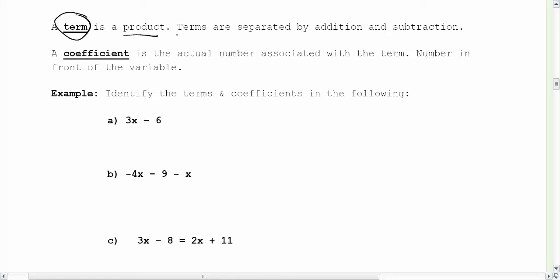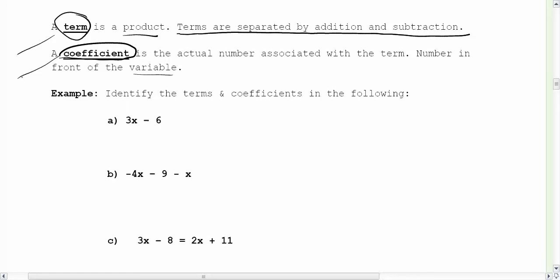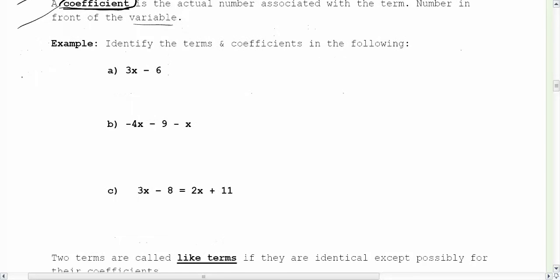You work with terms, so you have to be able to identify terms. A term is a product. So how do you identify a term? Well, they'll be separated by addition and subtraction, because if they're a product, to distinguish a term from another term, there'd have to be an addition or subtraction sign between them. A coefficient is the actual number associated with the term, the number in front of the variable or variables. We're going to walk you through some problems here and find what the term is and then identify the coefficient. So here we go.